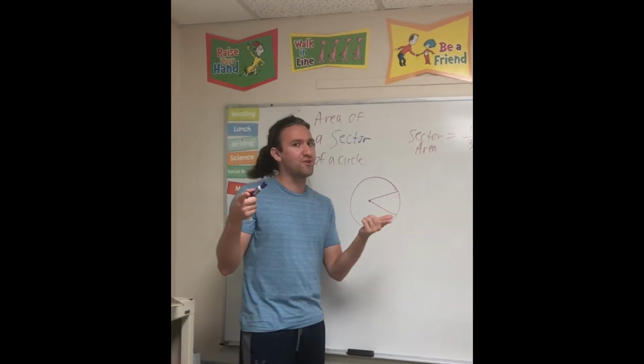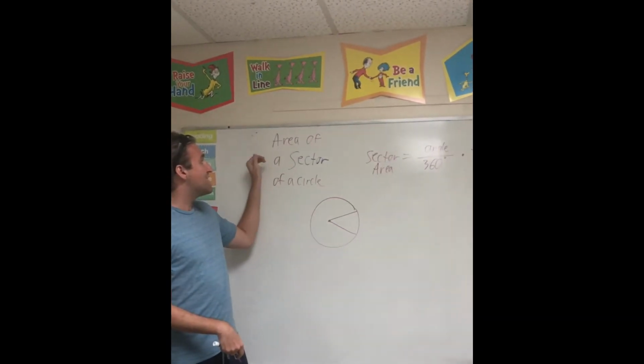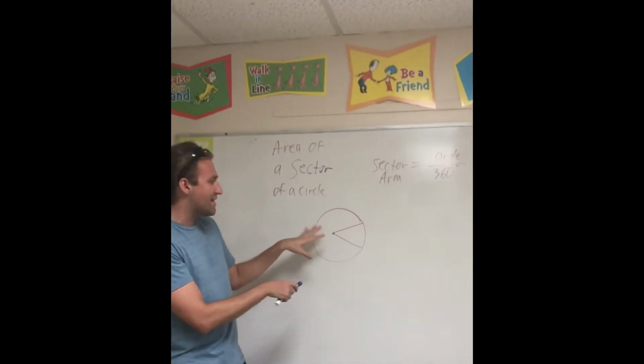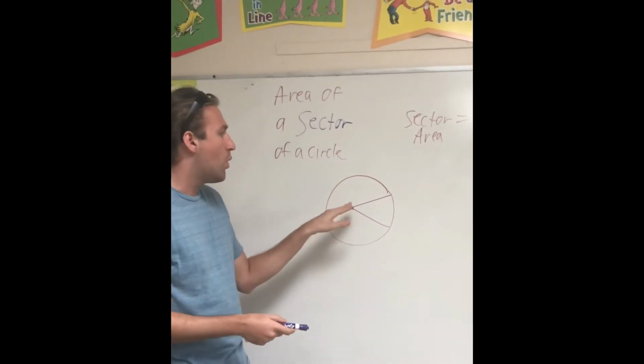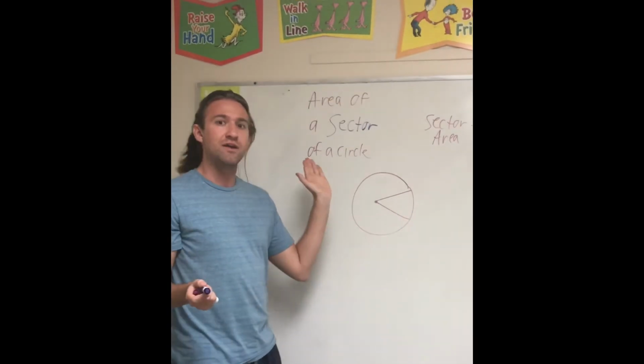Welcome back to the same video you've been watching this whole time. So right now we have area of a sector of a circle. So what do I mean by sector? I mean like this little portion of the circle. I only want to know what this area is. So to find that out, we have an equation.